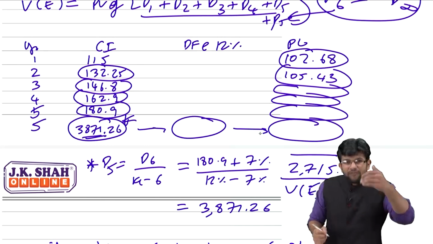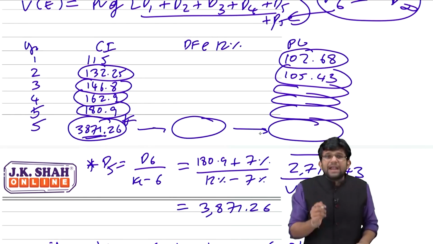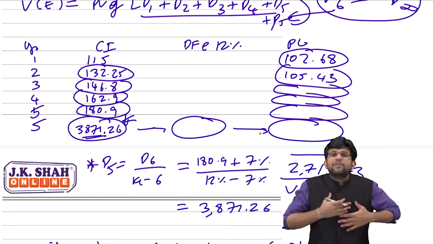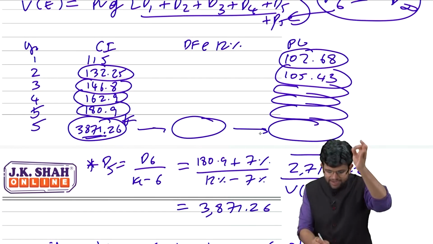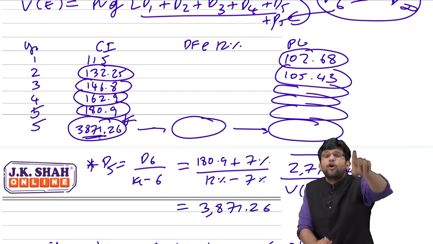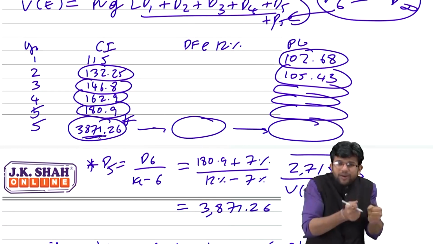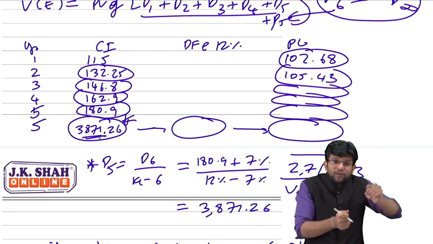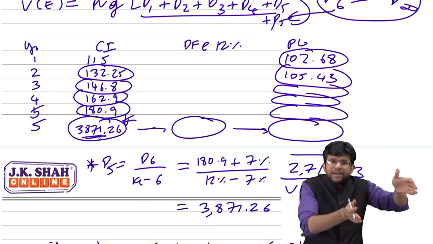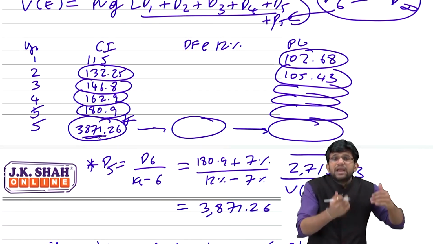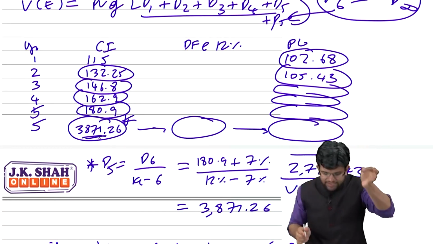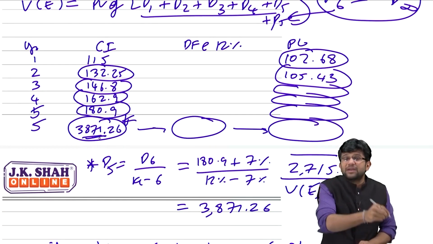Everybody following? Financial interpretation of this is what? At the end of year 5, I am ready to max pay 3871.26 for D6 to D eternity. I'll again repeat, at the end of year 5, if I go to purchase the share, I will purchase the share for the future cash flow starting from D6 to D eternity, correct? For D6 to D eternity, I am ready to max pay 3871.26 at end of year 5.